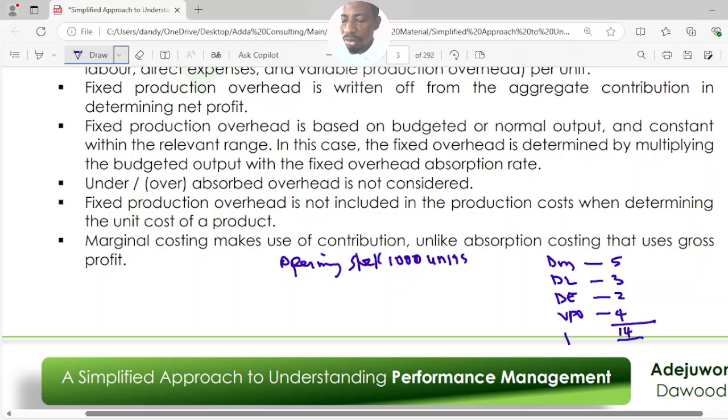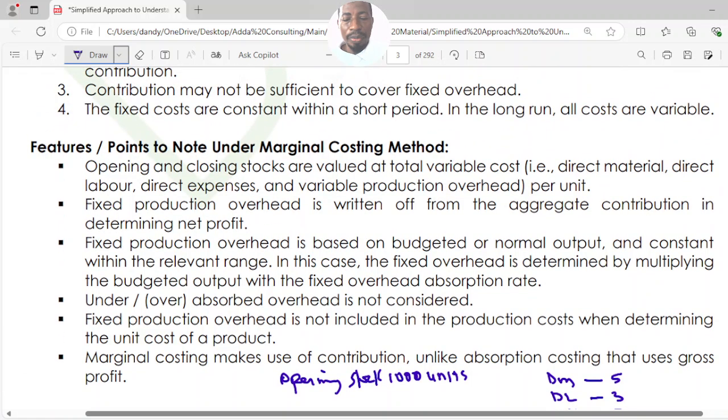So this is called total variable cost per unit. This is total variable cost. Okay, let me rewrite that. Total variable cost per unit. So once I multiply this 14 naira per unit with 1,000, that will give me the total opening stock. That's why we're saying here that opening and closing stocks are valued at total variable cost per unit. All right, total variable cost per unit.